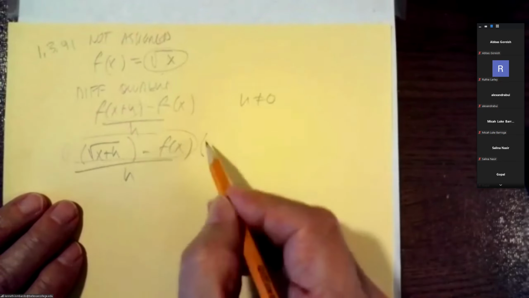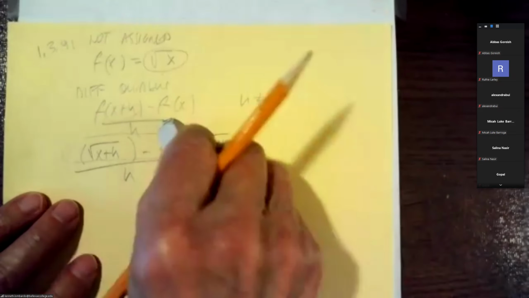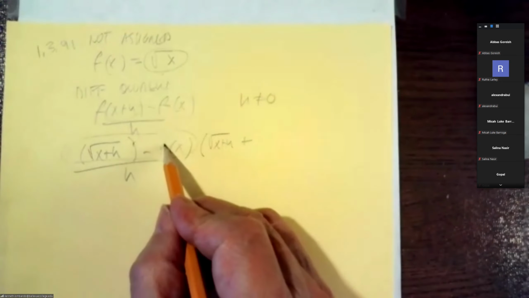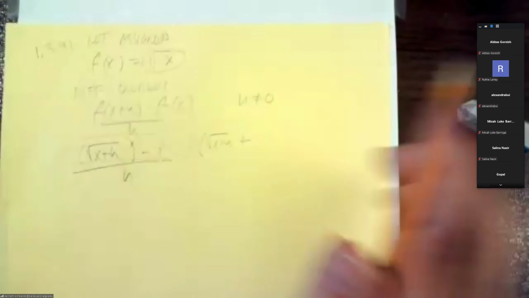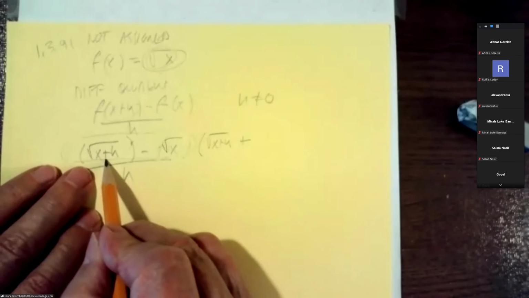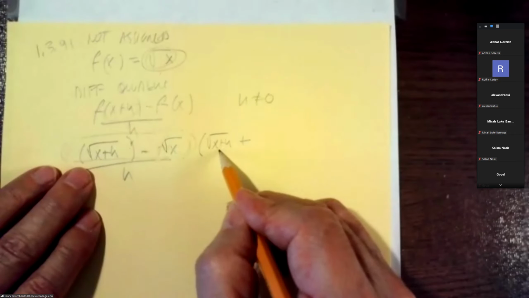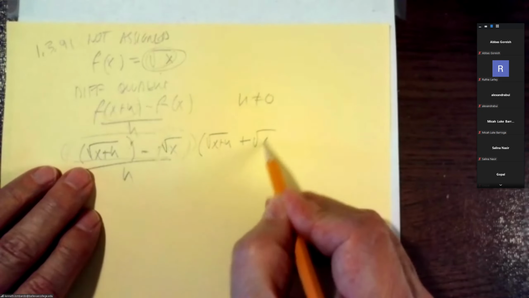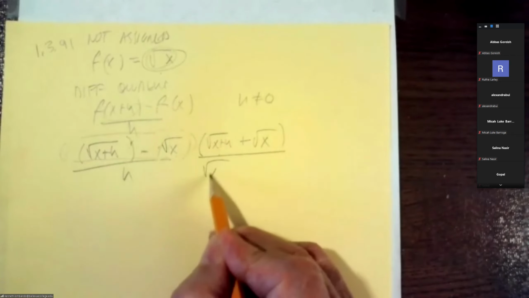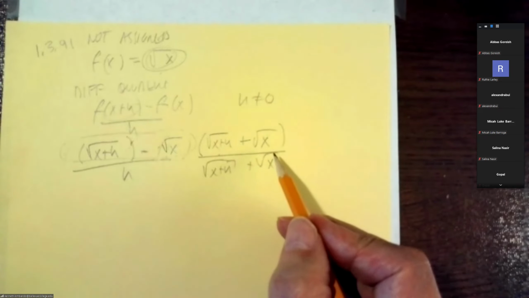So the conjugate here is going to be root x plus h plus root x. Copy it down properly here. So we got root x plus h minus root x. So now we're going to multiply by the conjugate, root x plus h plus root x. And what we do to the numerator, we do to the denominator, don't we? Root x plus h plus root x.